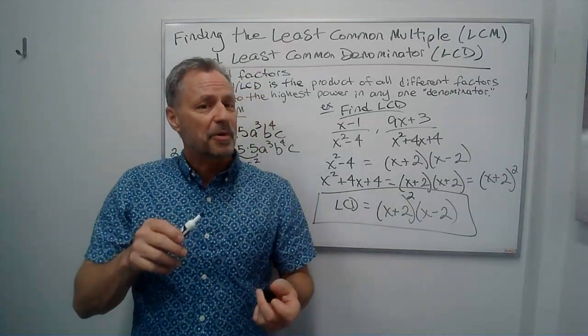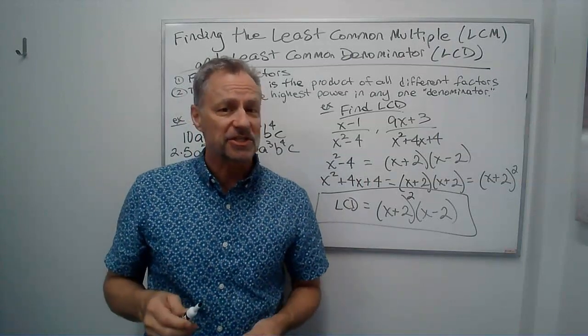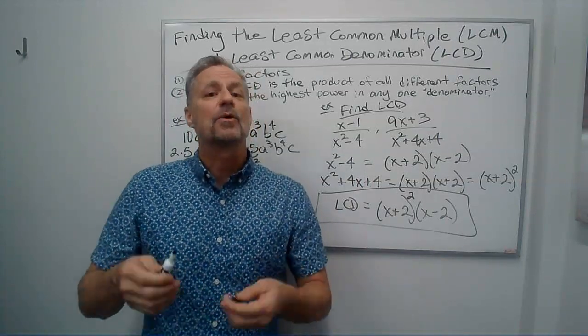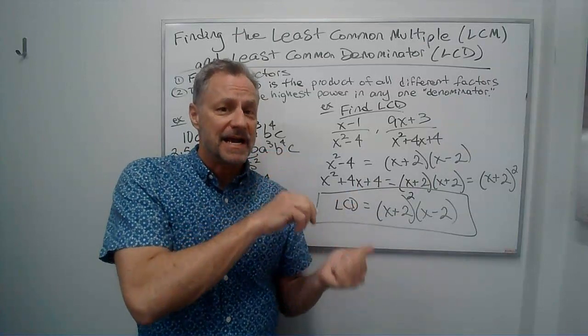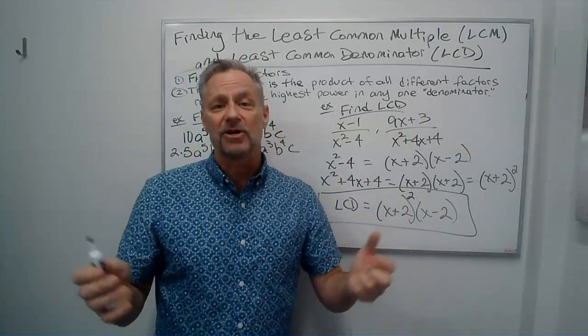We're going to get a lot of practice when we have addition and subtraction of fractions or rational expressions that don't have a common denominator. We're going to have to do this step, finding the LCD first and then building them up to get a common denominator so we can add or subtract.